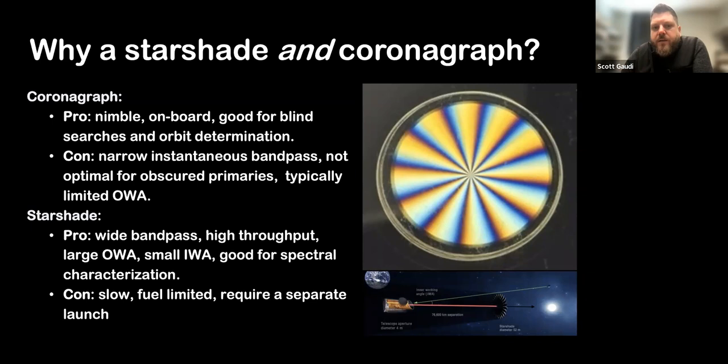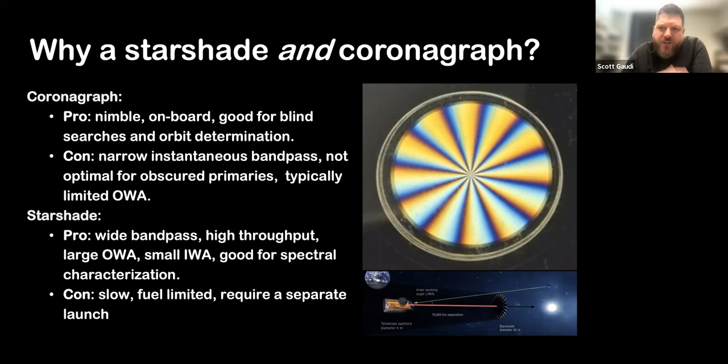A starshade, on the other hand, has a very wide instantaneous bandpass because it's essentially achromatic, and has a very high throughput. You can get very deep nulls, a large outer working angle set by the size of your detector, and small working angles down to sort of lambda over D, so maybe half of what you'd expect from a coronagraph. And as such, they're very good for spectral characterization.